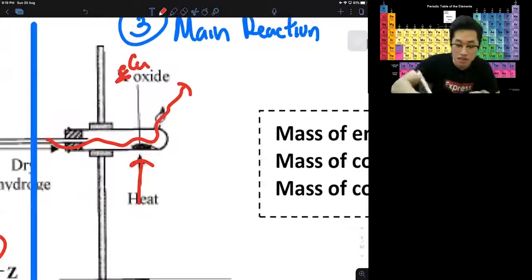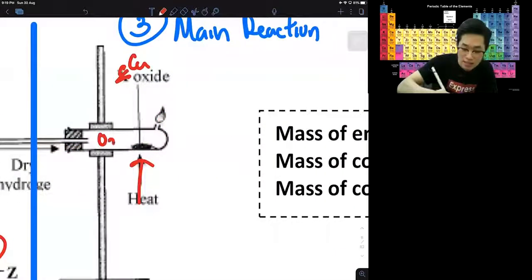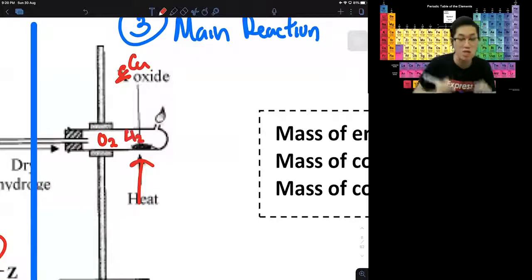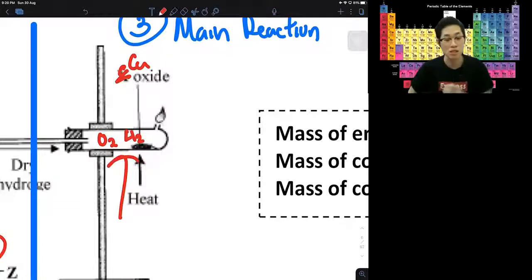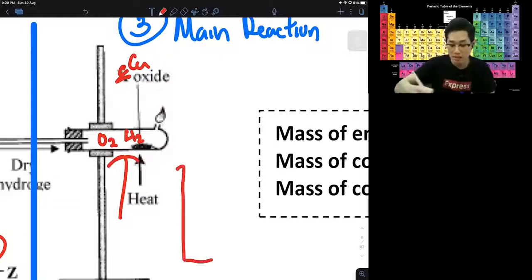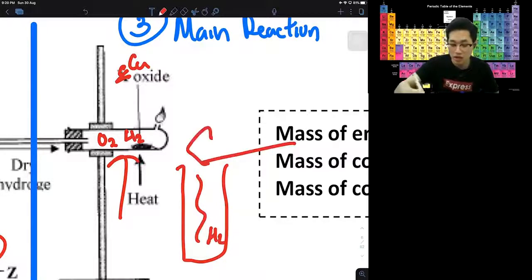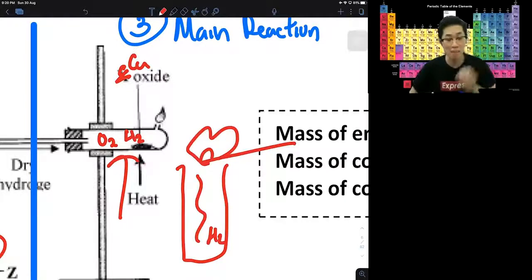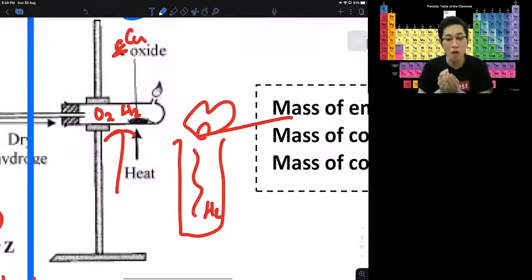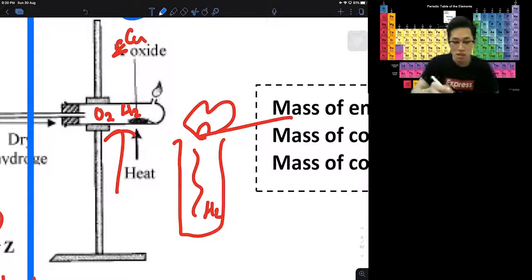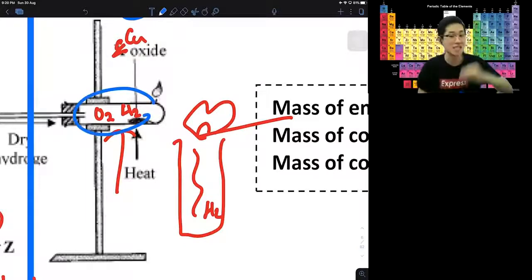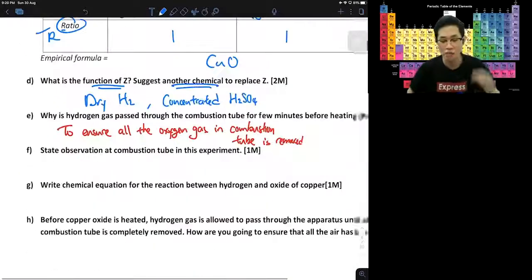Why? Because if you don't remove the oxygen gas, the O2 and H2 mix together and you start heating this substance, it can cause explosion. Just like when you test hydrogen gas with a lighted or burning wooden splinter, it can produce a pop sound, right? So a small pop is like a small explosion. You don't want this to happen in your combustion tube, which has a large amount of hydrogen gas, that can be very dangerous. So that's why you have to make sure all the air is removed.